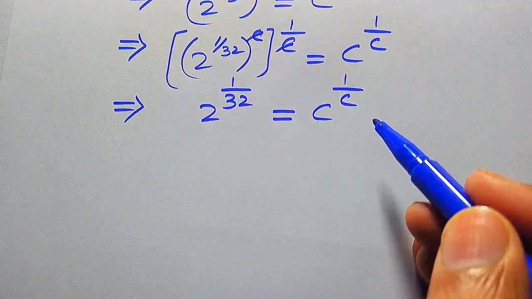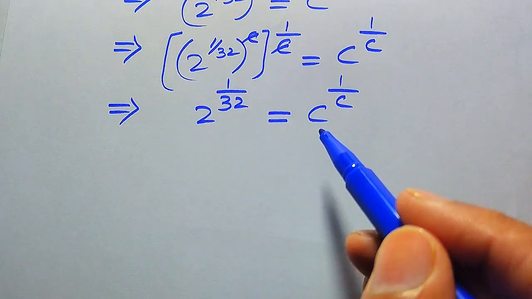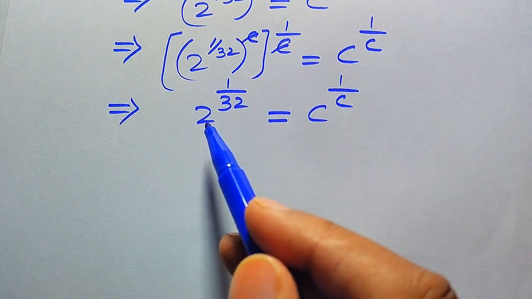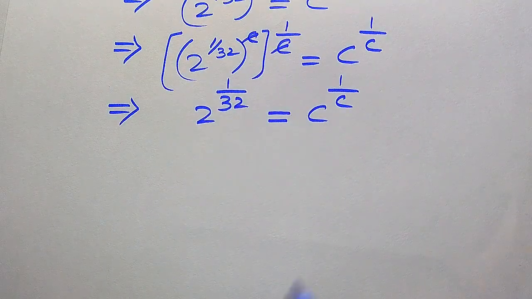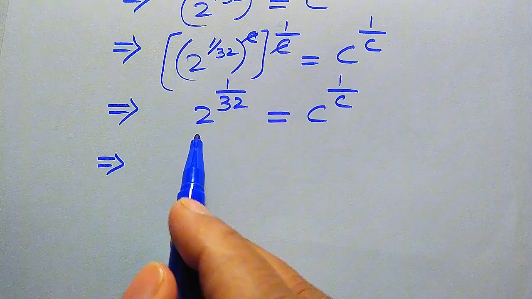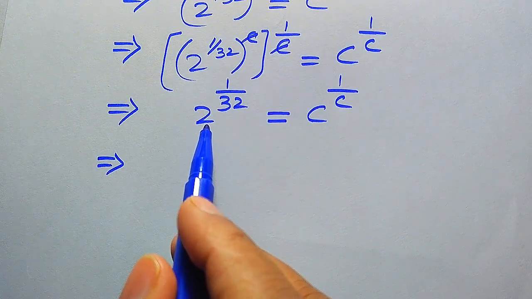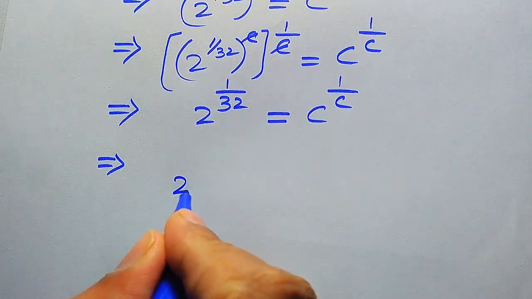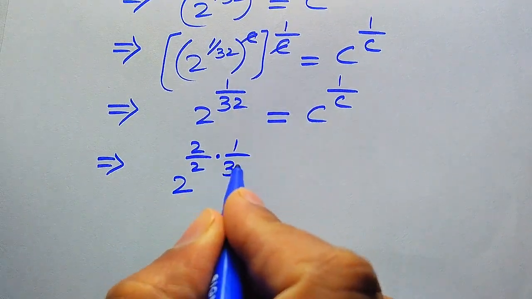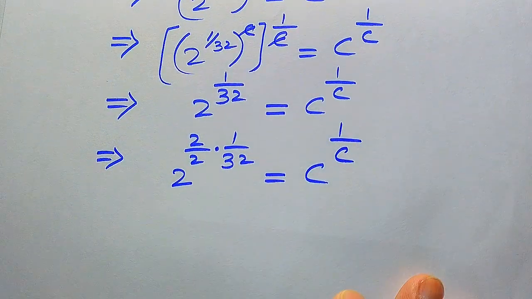Now you see that on the right hand side we have the exponent as the reciprocal of its base. So we need to make this type of condition on the left hand side, and then we compare both sides and easily get the values of c. In order to make the exponent the reciprocal of its base, we need to multiply and divide the exponent of this 2 by 2, and it will be written as 2 to the power of 2 divided by 2 multiplied by 1 over 32 is equal to c to the power of 1 over c.